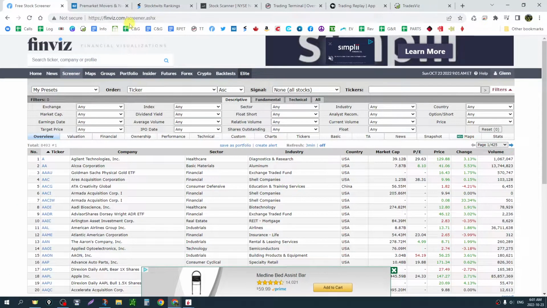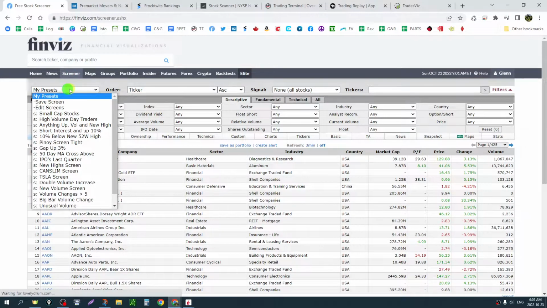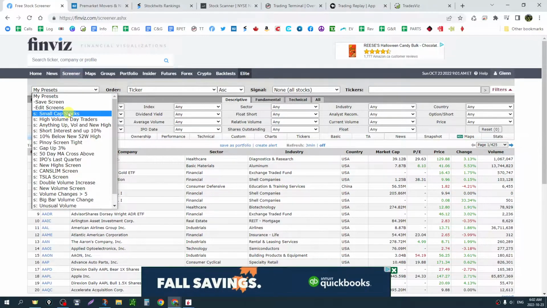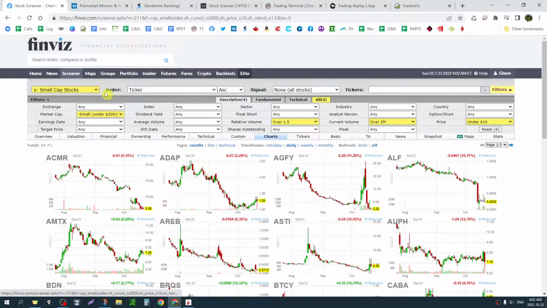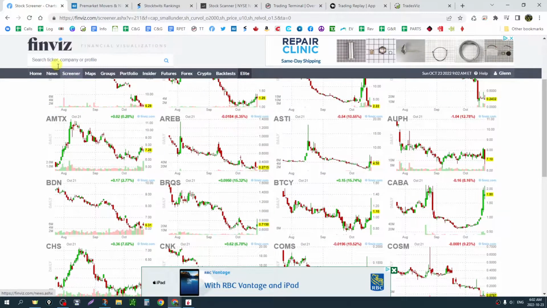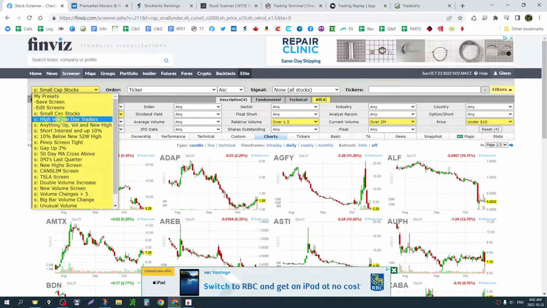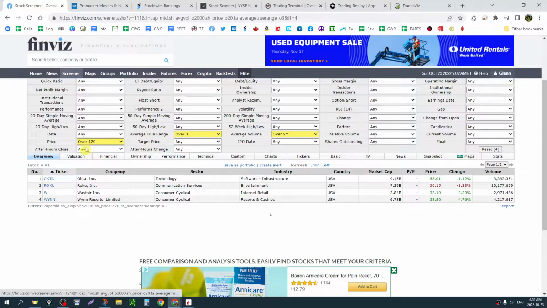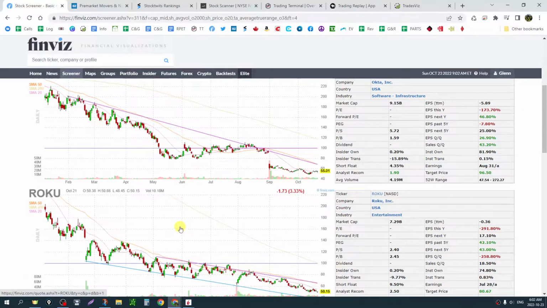A lot of people use FinViz, and I don't use this for day trading, but I do use it sometimes for swing trading and that kind of thing. So I have a simple account, no subscription here, and I use this screener. I really like it. I've set it up. I've used it for years, and I'll show you small caps, high volume day traders. So there's 4 stocks that I have over 20, average true range is over 3, and average volume over 3 million. And then I can look at charts if I want to on each of those.